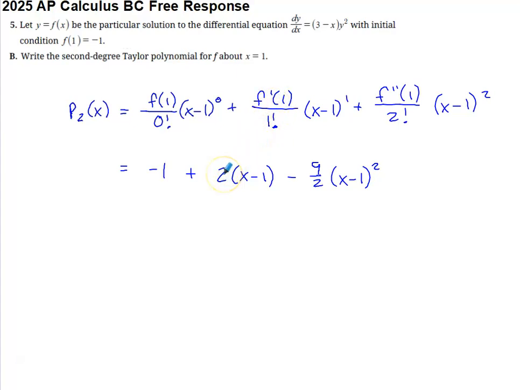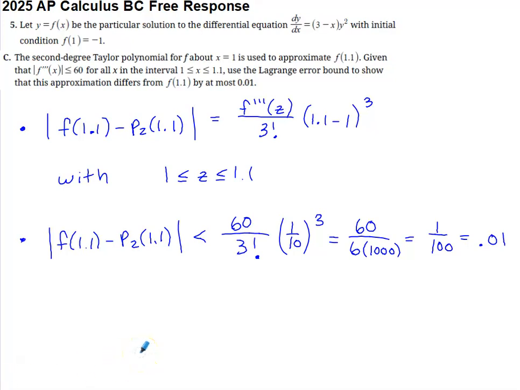We computed that back in part A. That was in the upper right corner of the page, right? Evaluate the first derivative at that ordered pair, and we got a value of 2. And then the second derivative evaluated at 1 divided by 2 factorial. 2 factorial is 2, keep in mind. That's going to be our -9, our result from part A, in front of that (x minus 1) squared. So there is our second degree Taylor polynomial for this function based at 1.